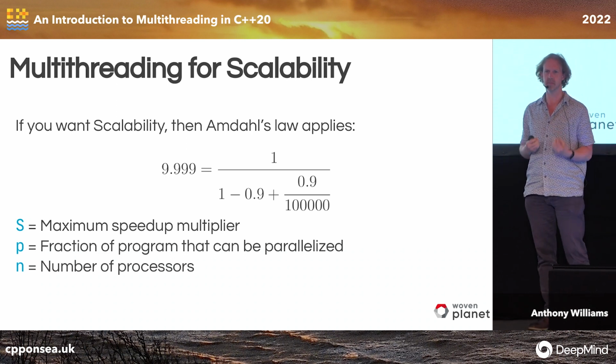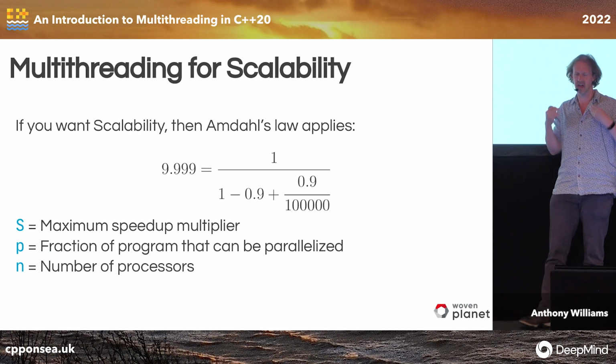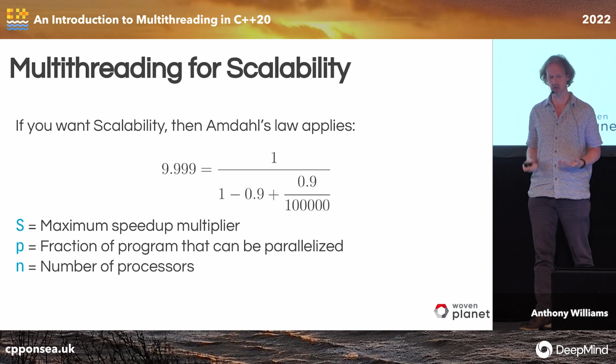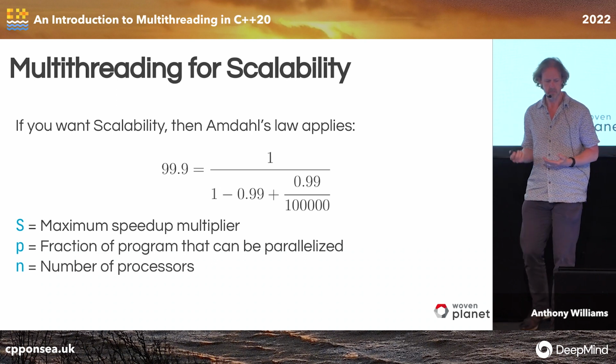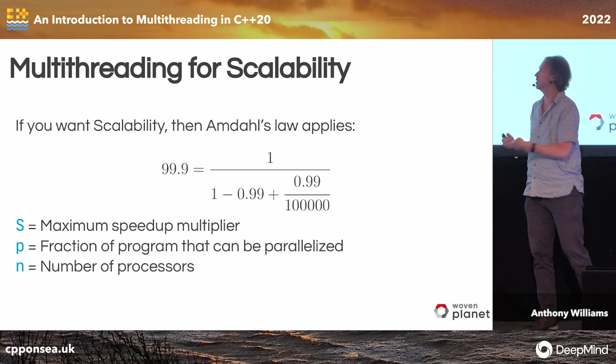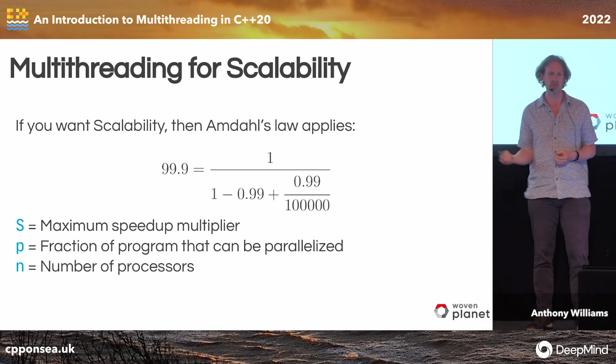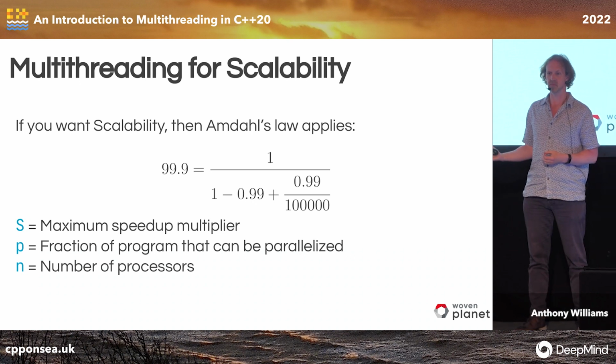So if you're after scalability, this is what you're looking for. You're looking for making sure that you eliminate serial dependencies in your code. If you start pushing up the percentages to 99%, then on our 100,000 processors, we still don't get to 100 times speed-up, but we're doing much better.